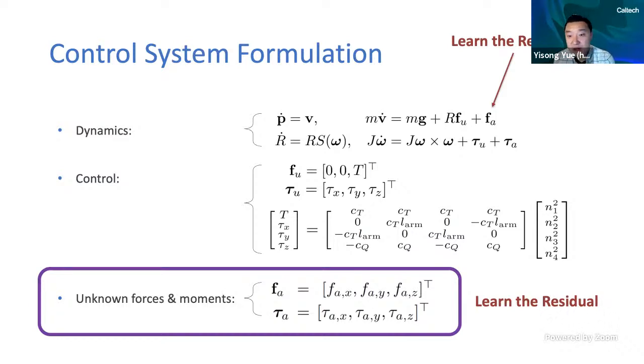And so this is a very simplified form of a control system formulation of a drone. It's very standard. And the point is just to look at the FA and the tau A on the right-hand side, because that is implemented using neural nets. And everything else is standard. That's the entire point of this slide.